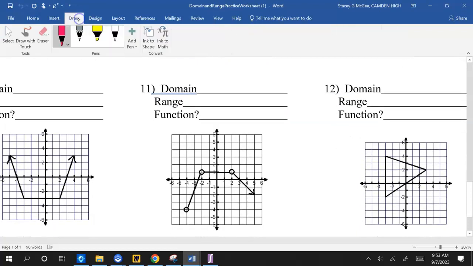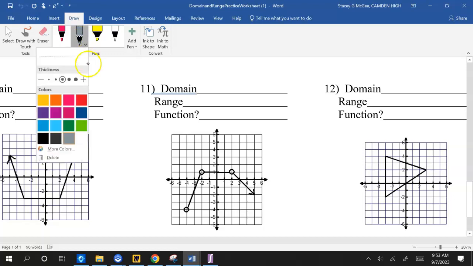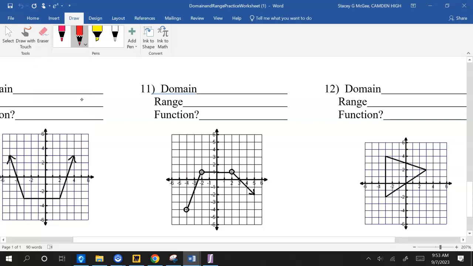That's okay, I'll still do it. Alright, shh, shh. So, domain, I'm going on my x's, so... Ooh, that's terrible.